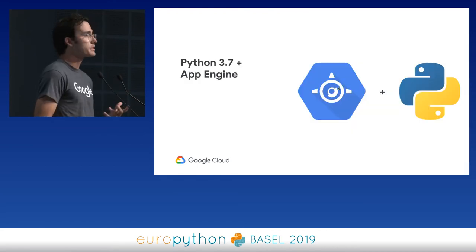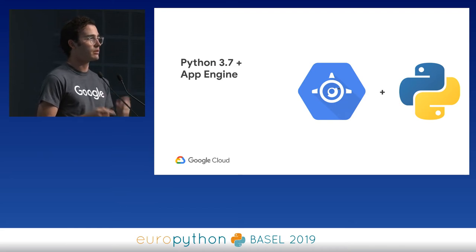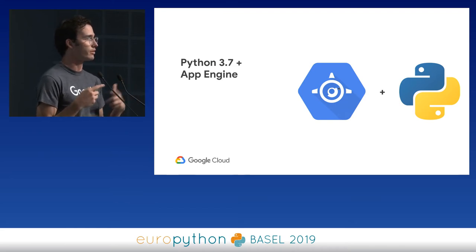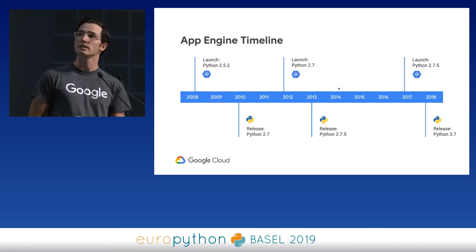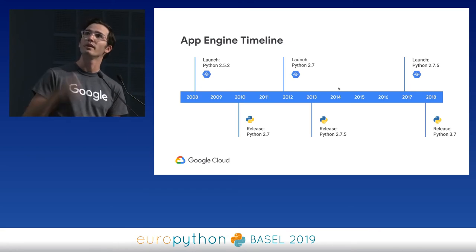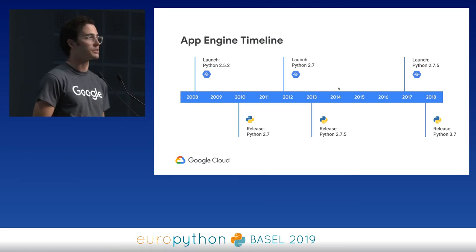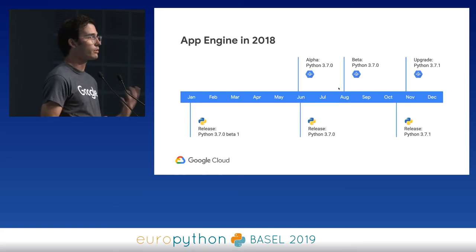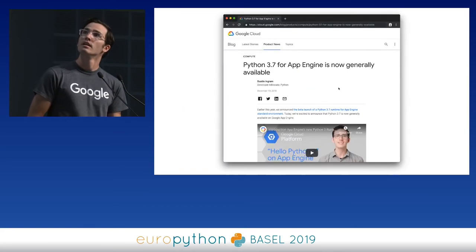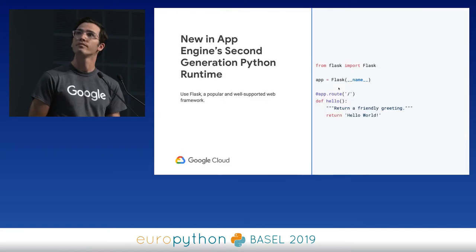So we also have a Python 3.7 runtime for App Engine. And that's really exciting as well, because in the same way as for Cloud Functions, we have a 3.7 runtime, and we plan to have a 3.8 runtime. We'll do the same for App Engine as well. So the timeline kind of looks like this. Way back when we first launched with the 2.7 runtime, that was the original App Engine, was Python 2. Now we have a 3 runtime. In 2018, we're moving pretty quickly with the new betas. And it's also generally available, so you can use it now in production.